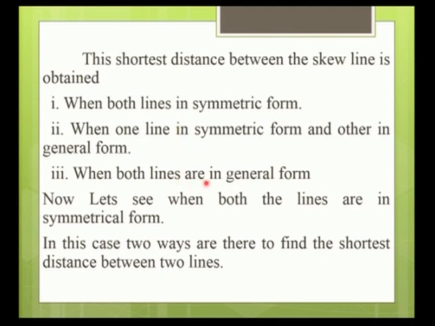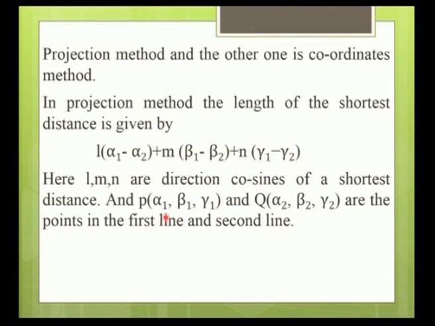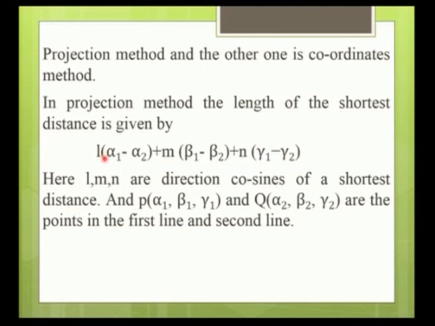Let us see, when both the lines are in symmetrical form, two ways are there to find the shortest distance between the lines. Those two ways are the projection method and the coordinates method. In the projection method, the length of the shortest distance is given by l(alpha 1 minus alpha 2) plus m(beta 1 minus beta 2) plus n(gamma 1 minus gamma 2). So this is the length of the shortest distance between the two lines.